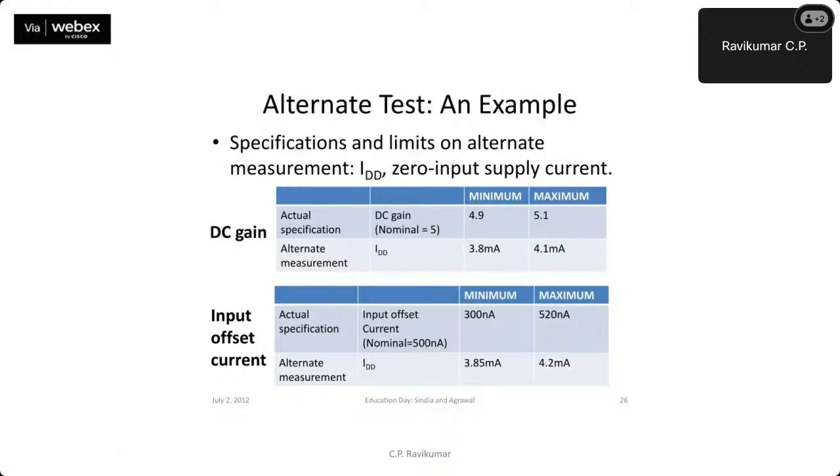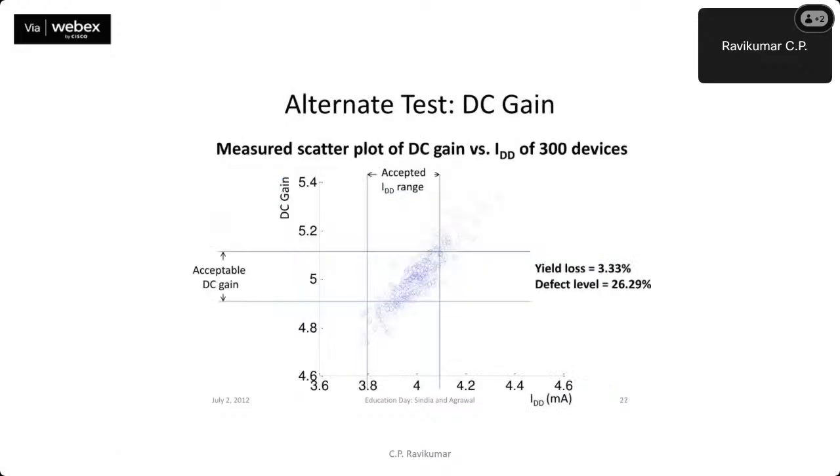So data is very important. How did I come to know this? You have to do the experiments. Similarly, the input offset current minimum is 300, maximum is 520, and the corresponding values of the alternate measurements of the supply current may be these, right? This is something that requires a lot of experimentation. Then you can build this data scatter plot.